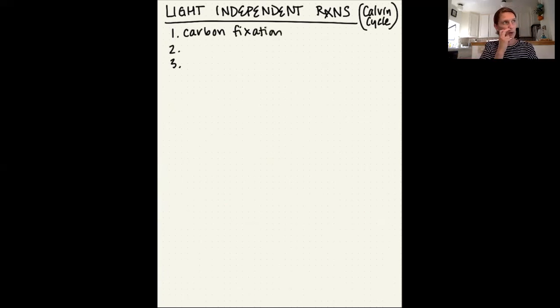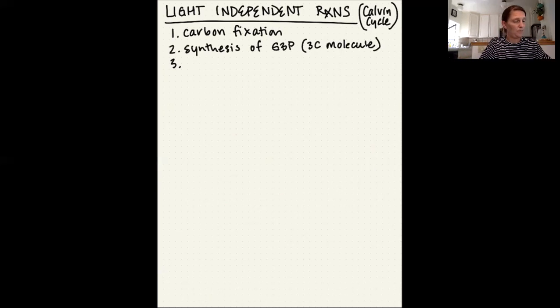right? And that is where we get carbon dioxide out of the air, and we're going to put it into an organic molecule that the cell can actually use. We're then going to see the synthesis of G3P, which is a 3-carbon molecule that is going to be used to drive the production of glucose. And then the third one is that we're going to get regeneration of RuBP, which is a 5-carbon molecule that kind of starts the process again.